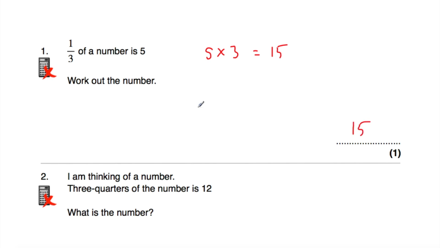So the number would have been 15. And just to think about it, if we had 15, if we divide that by 3 and we get a third of it, that would be equal to 5. So that's it.